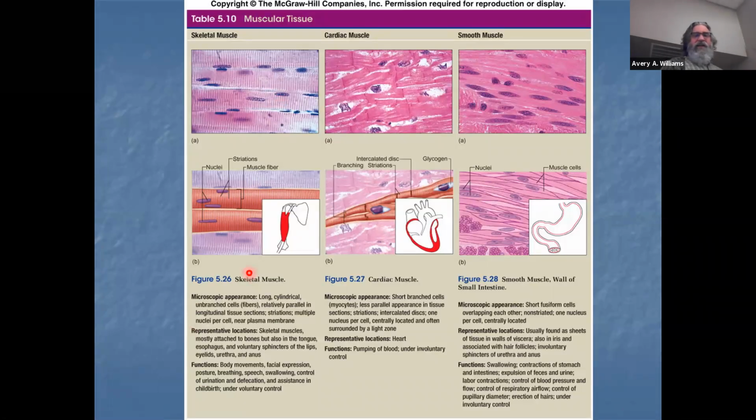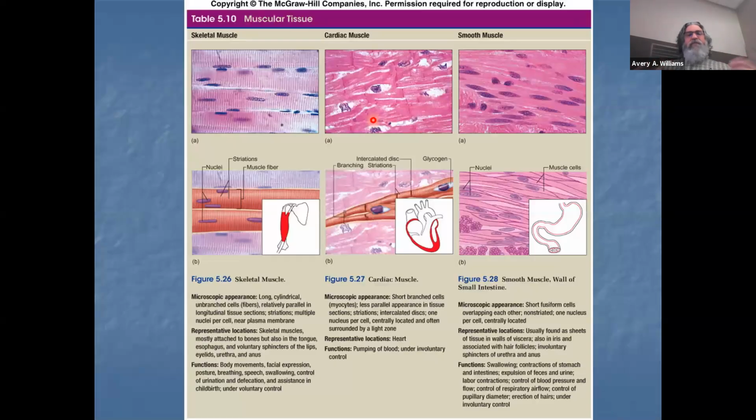Functions, locations, I think I covered that. Function is voluntary movement of your muscles, located in your skeletal muscles. Now, cardiac muscle, take a guess. Cardiac muscle, where do you find that? In the heart. That is true.